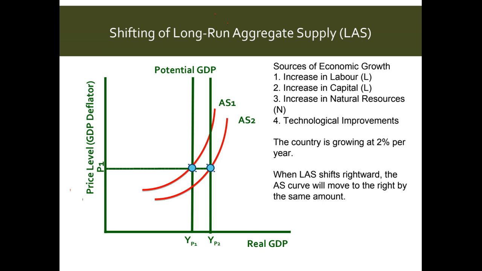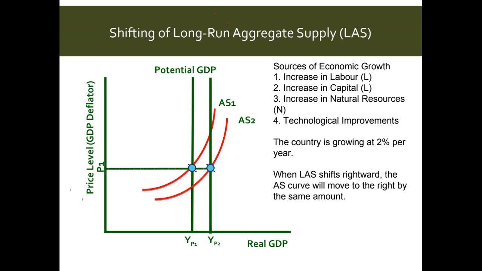So let me give you an example. When cost of production decreases, short run aggregate supply will shift to the right without impacting long run aggregate supply. When long run aggregate supply increases, short run aggregate supply must also increase.